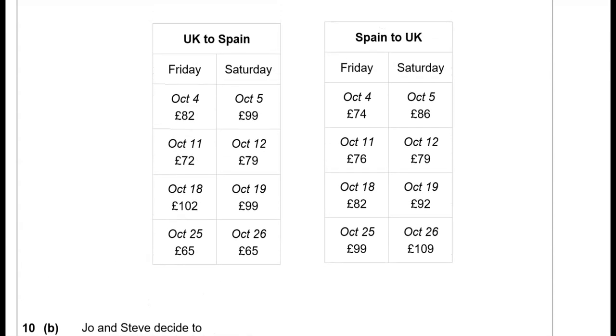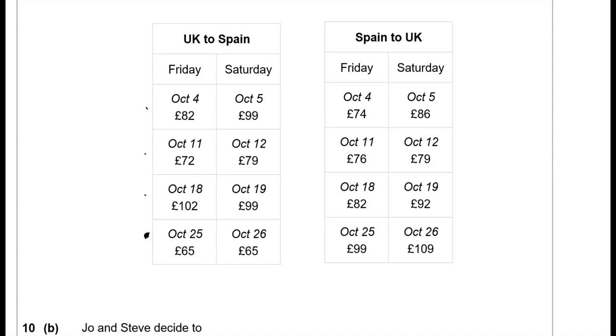So flying to Spain on a Friday, which one is the cheapest of them all? That is this one at the moment, so going on October the 25th. Well, having a look at the dates, we haven't got anything for coming back within a week from Spain. So that's not an option. I'm going to have to look at other ones.